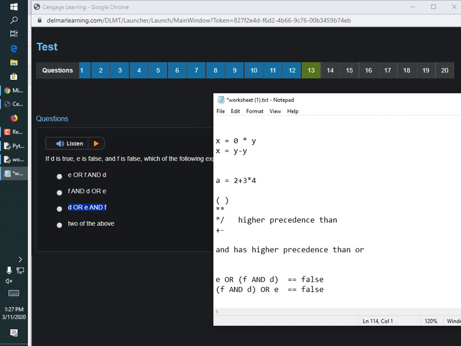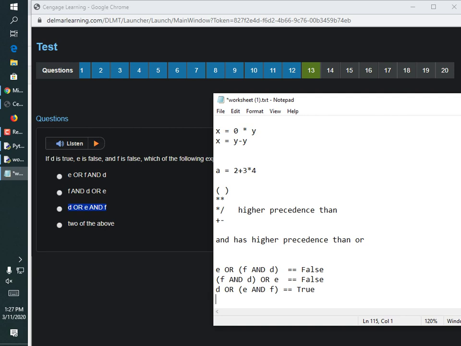D or E and F. Alrighty, so is D true? Yes. Heck yeah, so we don't even need to keep going. So that's the true one. I don't know why I capitalized true and forgot to capitalize the other. Alright. And lastly, two of the above. No, we only got one of the above. I'm going to go with that.